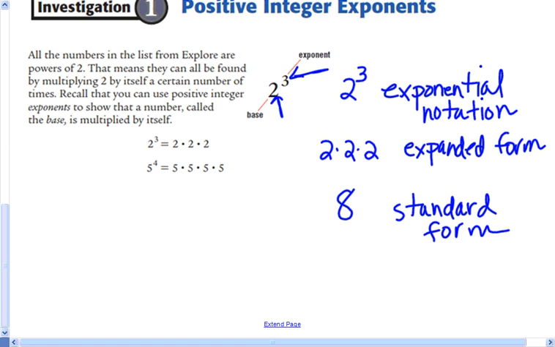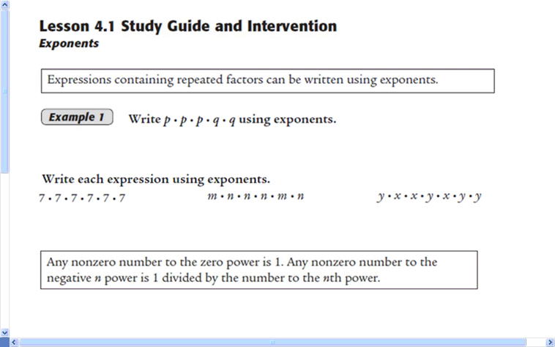So here we have exponential notation, 5 to the 4th power. What that means, expanded form, and the actual value of that is 625, and that is standard. All right, so let's do a couple problems here. It says write p times p times p times q times q using exponents.